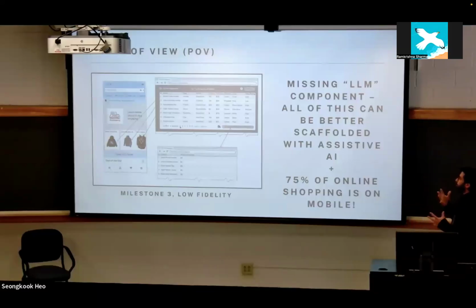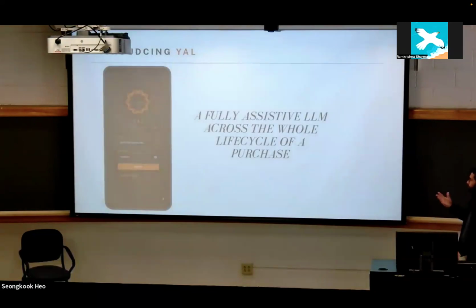And then also it's kind of missing the LLM component. By that, I mean, I would like for the LLM to assist the user across every stage of thinking about the product, finding the product, and then buying the product. And so I evolved it to being a mobile app instead of a Chrome extension called YAO. The encapsulation is a fully assisted LLM across the whole life cycle of the purchase. So we moved away from the Chrome extension model to a mobile app that supports that statistic.